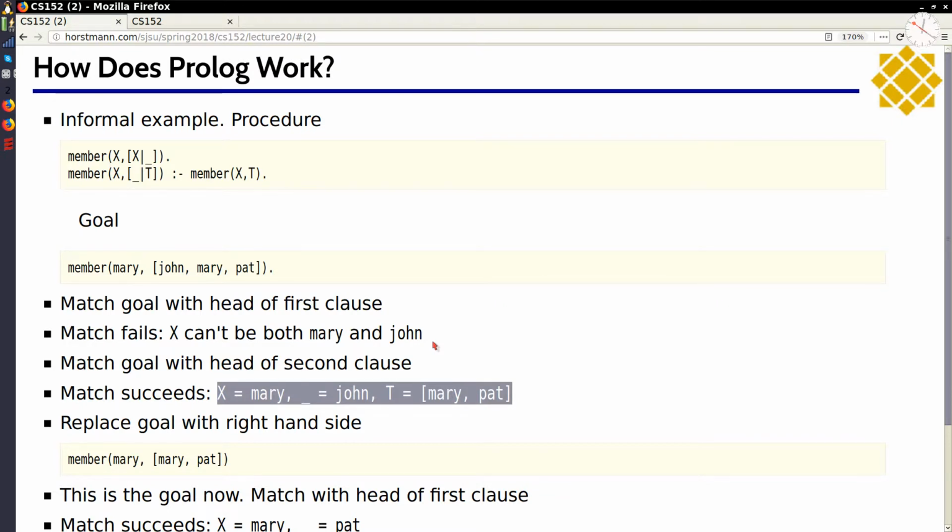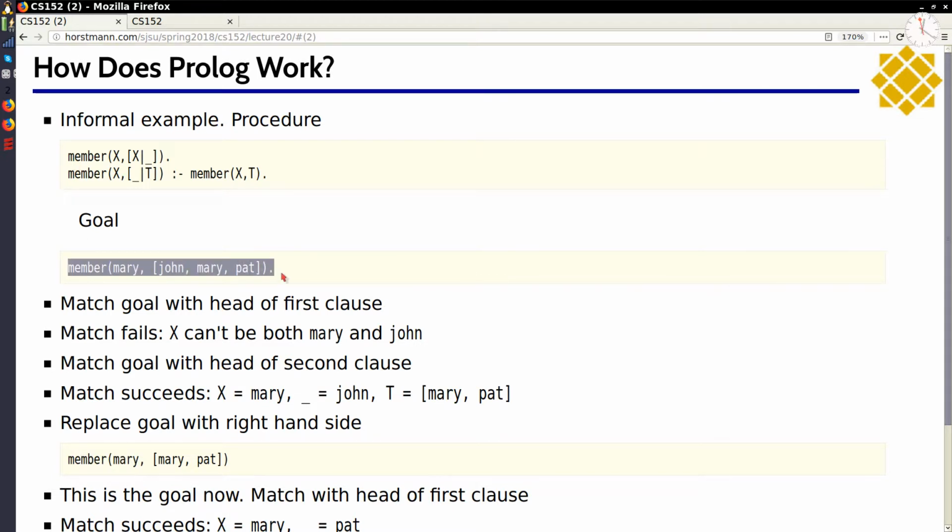So it does nothing more than this: whenever it has a goal, it looks at the name of the thing. It finds all of the rules that have that name. For each of them, it looks at the head. It makes a variable substitution. It plugs that into all of the things that it finds on the right, and it turns them all into goals.